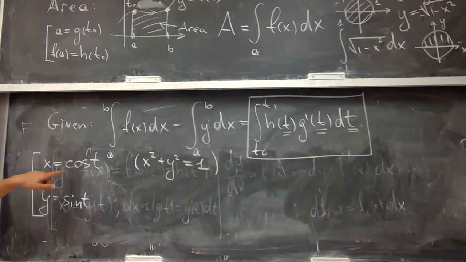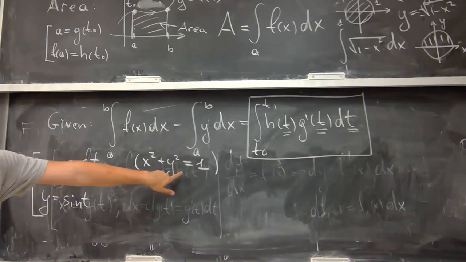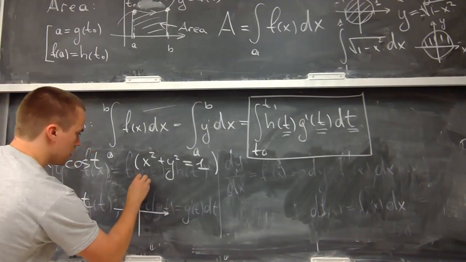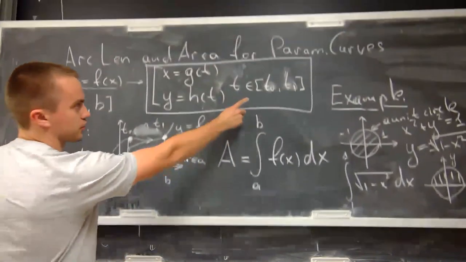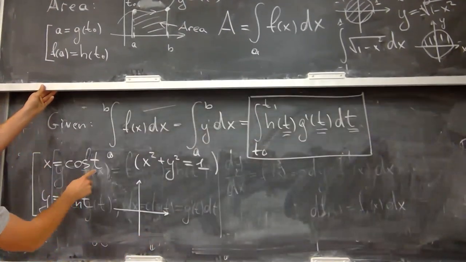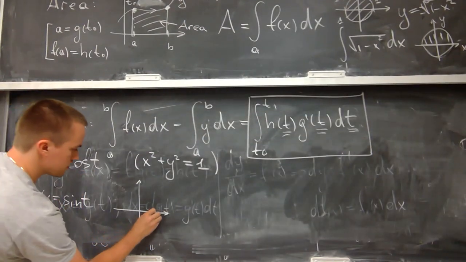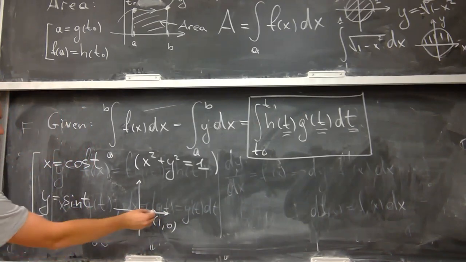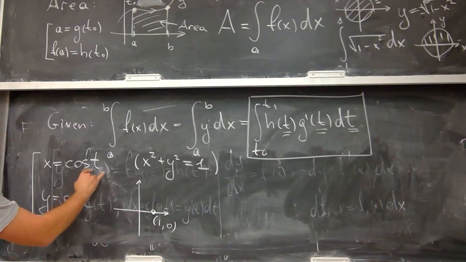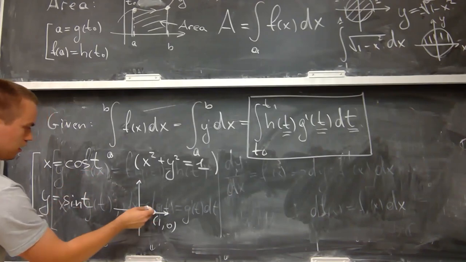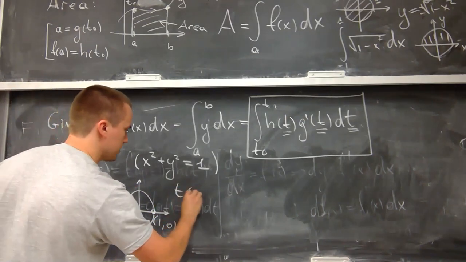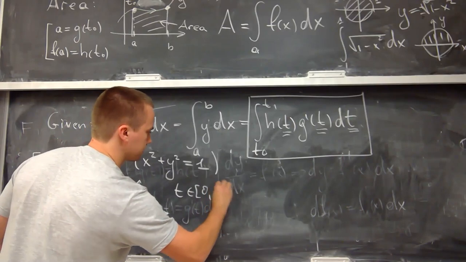So you can check that if you plug in cosine and sine, this parametric equation satisfies the Cartesian one. But when I have a circle, I need to find my bounds for t. For this form, when t equals 0, I will get (1, 0), so this is going to be my starting point. I want to go around once, and t is pretty simple here. I will go around once if t changes from 0 to 2 pi.